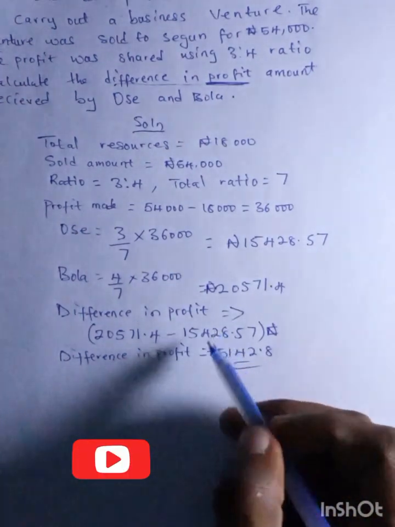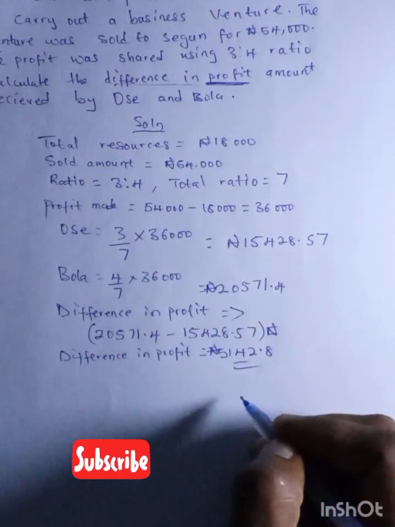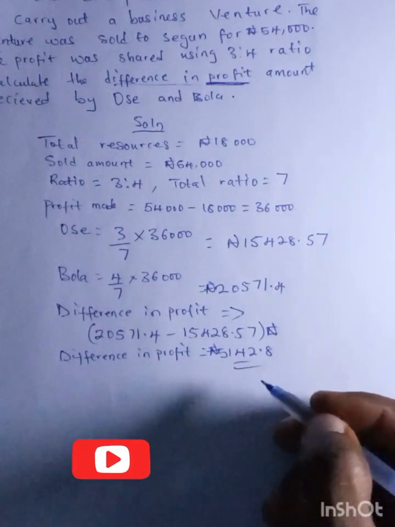So the difference in profits between Ose and Bola is equal to 5,142.8 naira, which is the answer to the question.